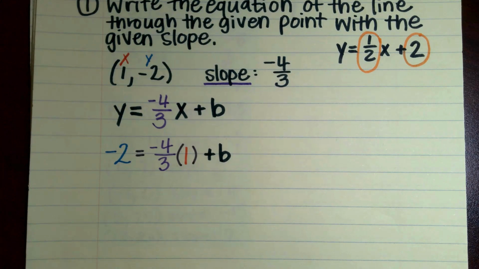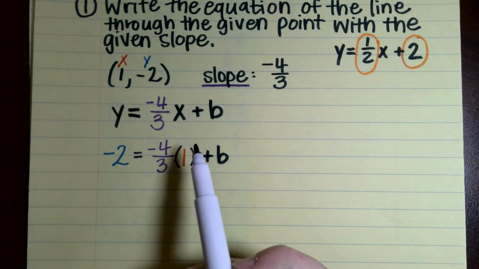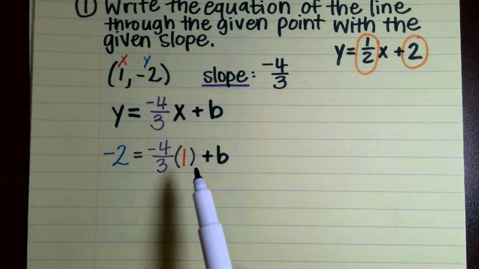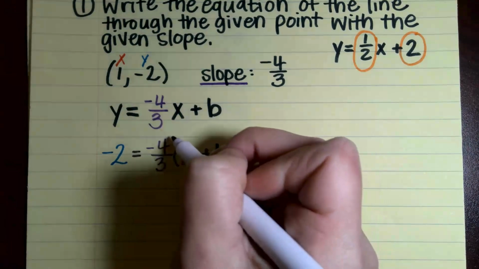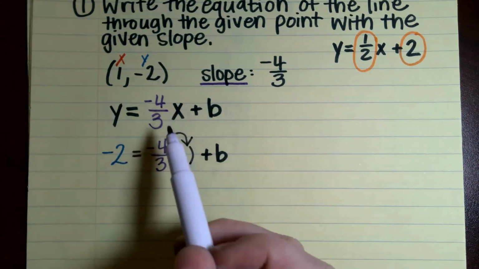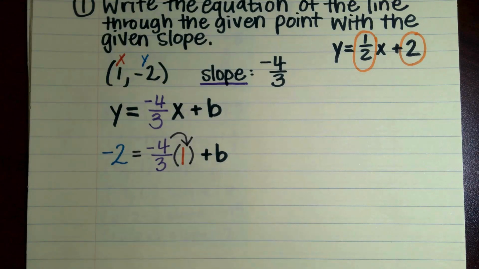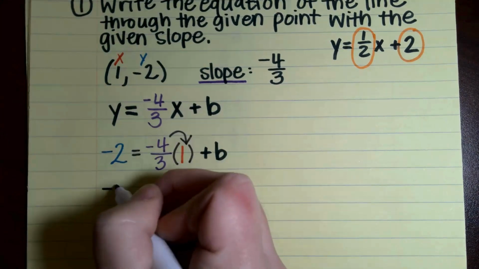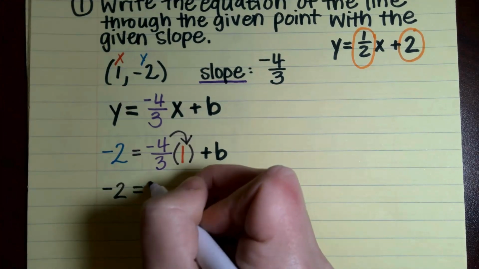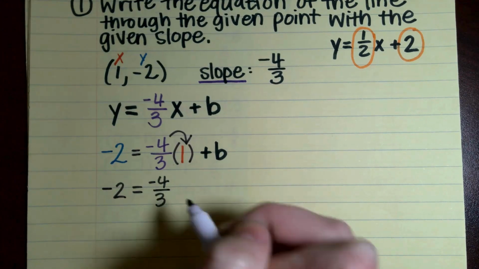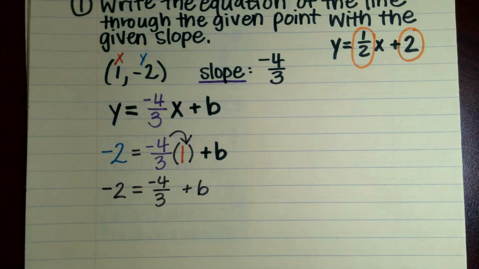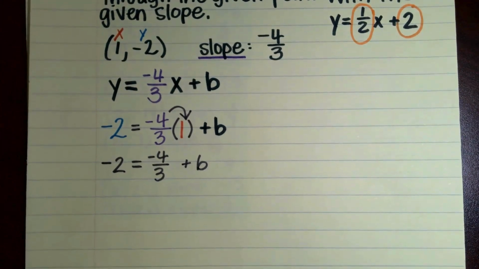How could we find out what b is? What are we going to do? Let's start with multiplication. What are we multiplying? Let's multiply -4/3 by that 1, and that is going to give us any number times 1 is just itself. So we're going to rewrite our equation below. Now I have -2 equals -4/3 plus b. All right. What should I do now?